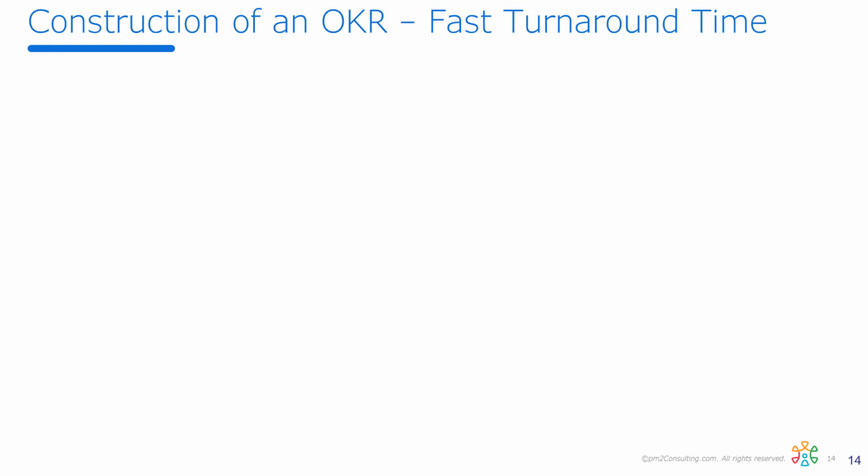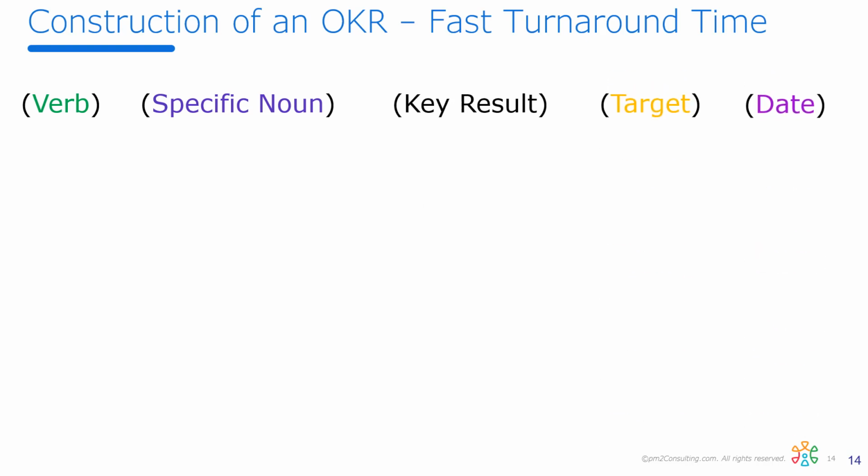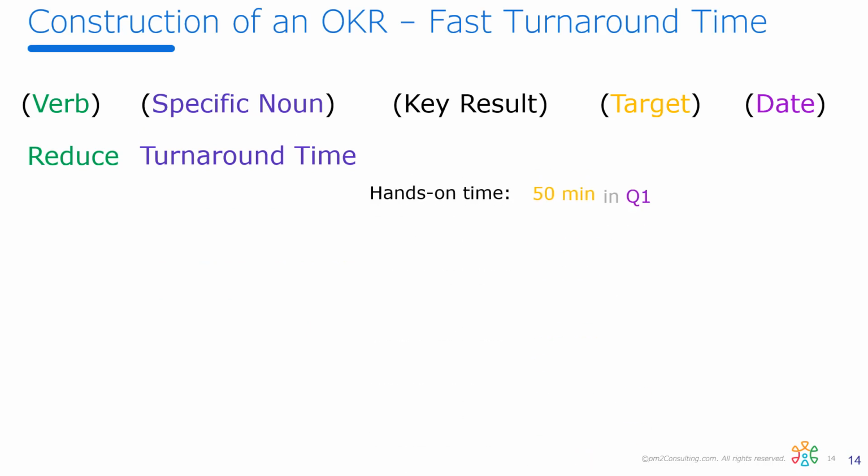Now, as a quick overview of what an OKR would look like, this one for Southwest Airlines: verb, noun, key result, target, date. For example, they have an operational excellence strategy and they focus on reducing turnaround time. To do that, we need to reduce the amount of time that we're in contact with the airplane. And it's going to go from the current 50 minutes down to, say, 25 across these quarters.